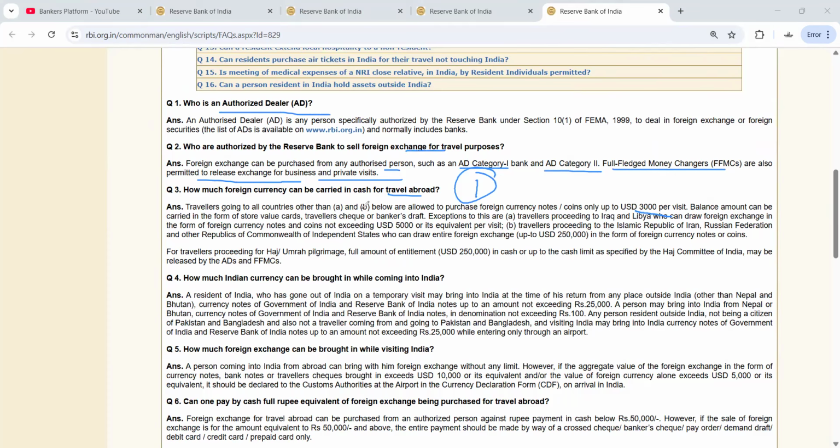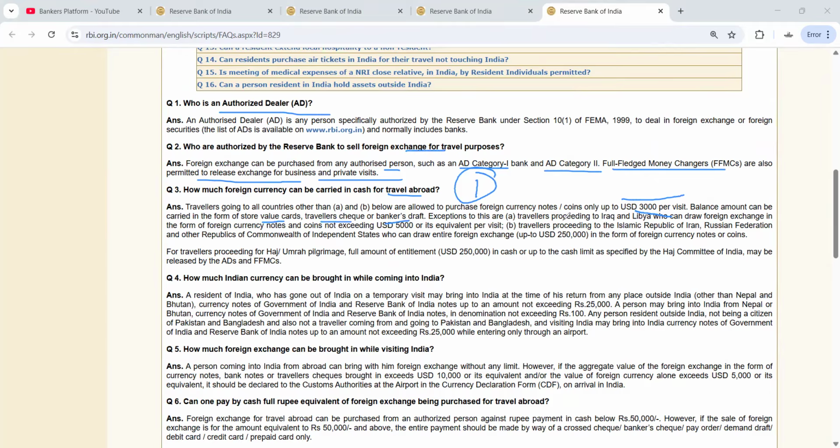Okay. So other than A and B, travelers are allowed to purchase foreign currency notes or coin up to 3,000 per visit. The balance amount can be carried in the form of a stored value card, traveler's check, or banker's draft. Okay, there is an exception to this, that is A.